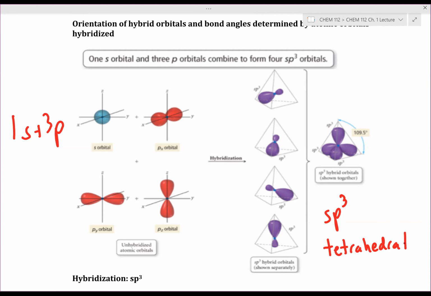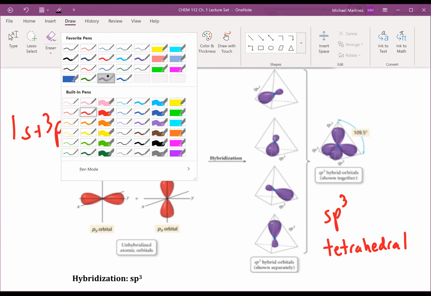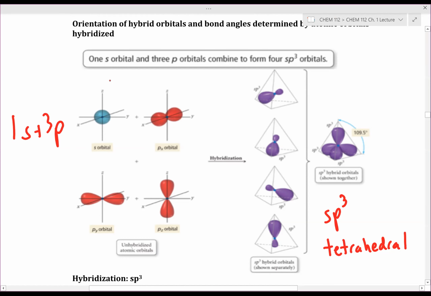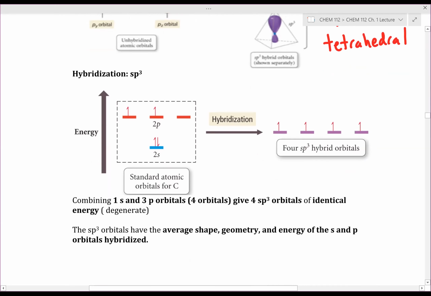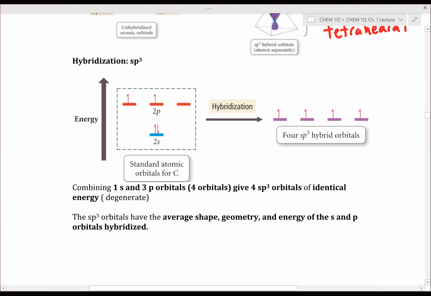So let's discuss a few more aspects of the sp3 hybridization that I'd want you to remember and appreciate. From an orbital mixing perspective, we are combining one s and 3 p orbitals to get out 4 hybrid orbitals. A key feature of these hybrid orbitals, do they have the same or different energy? Same. They're degenerate in terms of energy. Okay, perfect.